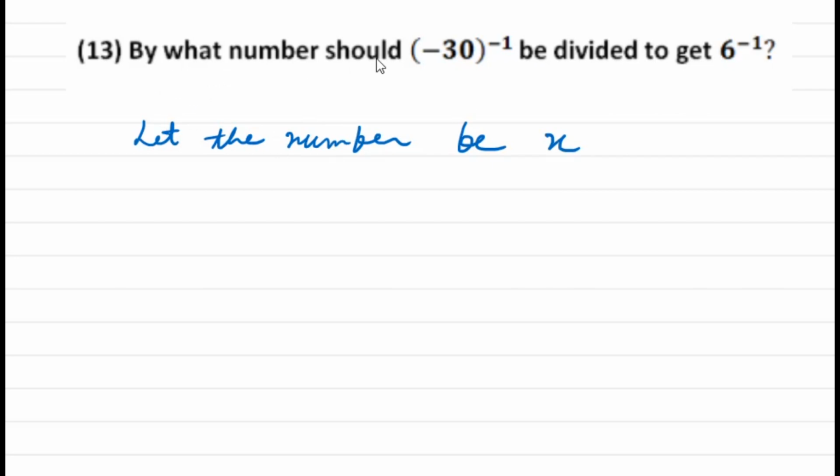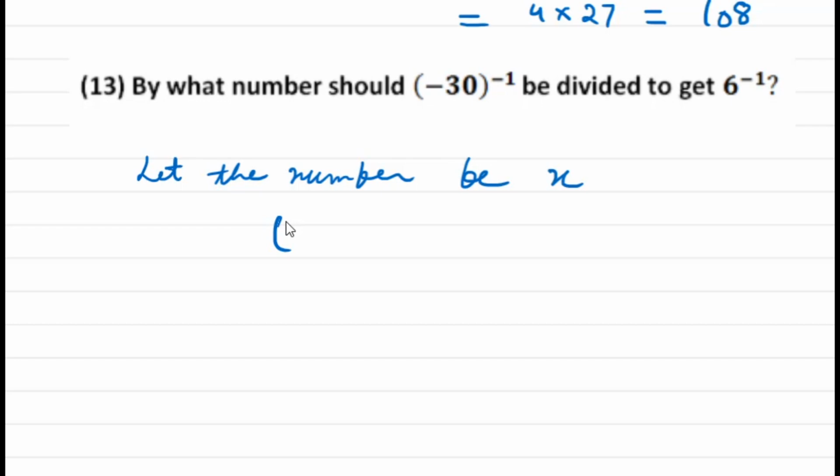Now, by what number should this be divided? So you have to take a number by which if you divide this, the result will be 6 to the power minus 1. By what number should this be divided? So you have to divide this number with something else, so that you get the result 6 to the power minus 1.